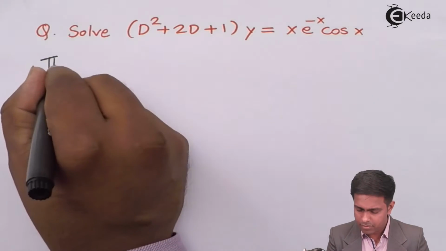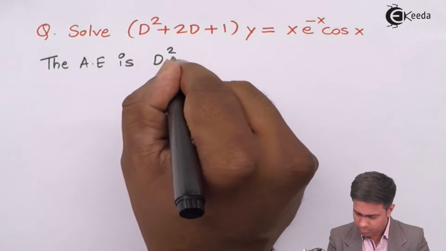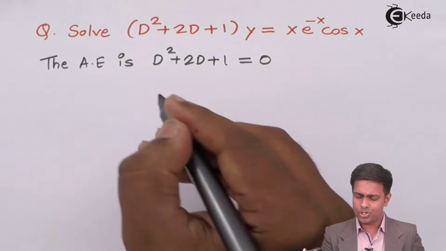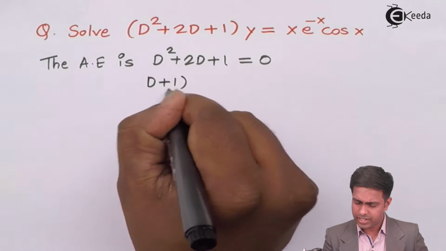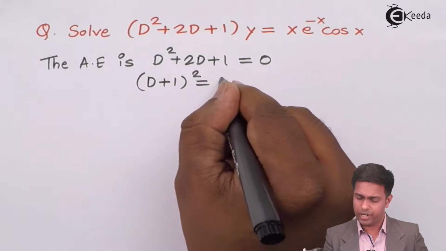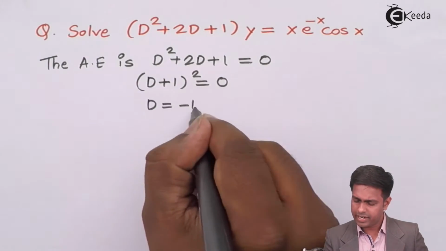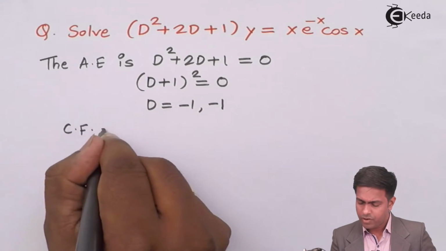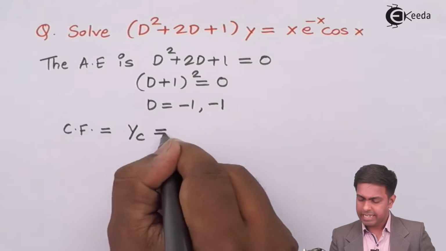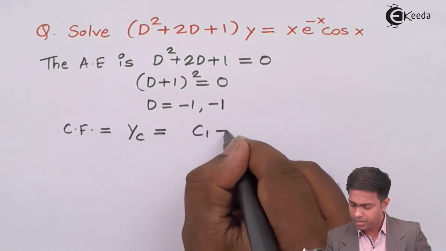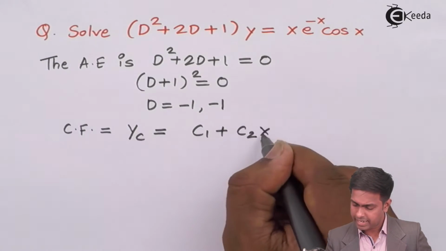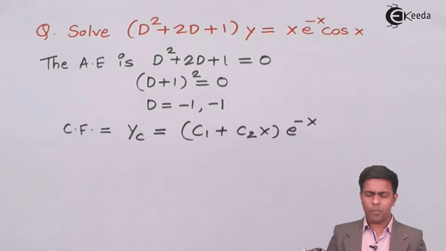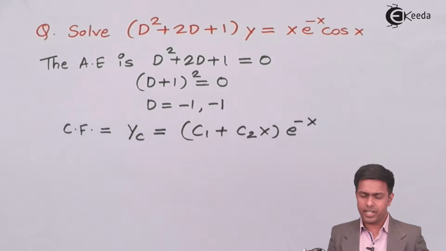So this is the auxiliary equation. The roots of this equation: d plus 1 the whole square equal to 0. That is why d is negative 1 and negative 1. And guys, that is why the complementary function, which is also called yc, is nothing but (c1 plus c2 x) into e to the power minus x. Now after getting the complementary function, let's move to the particular integral.